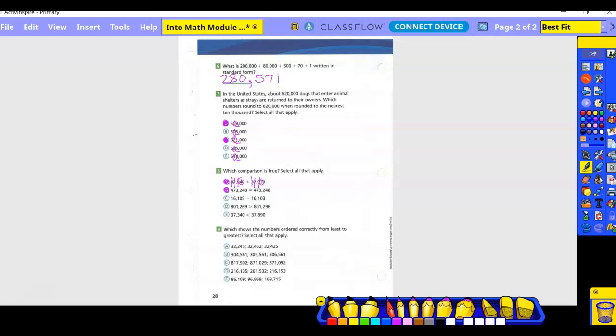801,269 is greater than 801,296. So let's compare our place values. In the 100,000s, we both have 8. In the 10,000s, we both have 0. In the 1,000s, we both have 1. In the hundreds, we both have 2. In the tens, we have a 6 and we have a 9. Is 6 greater than 9? No. So is that true?